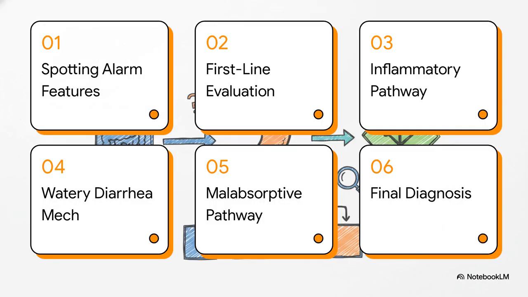To get there, here's the structural pathway we'll follow. First, spotting the alarm features. Second, our first-line evaluation strategies. Third, tracing the inflammatory pathway. Fourth, decoding watery diarrhea mechanisms. Fifth, navigating the malabsorptive pathway. And finally, reaching that final diagnosis.